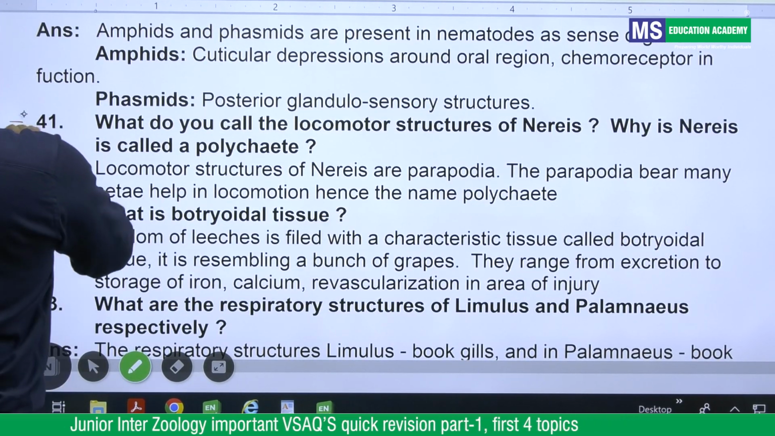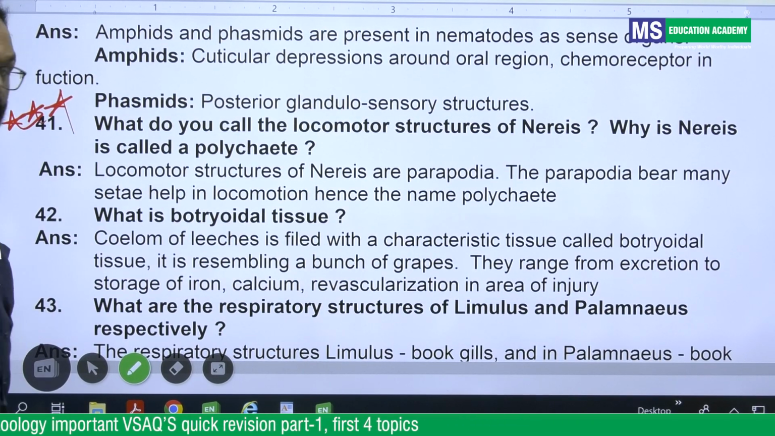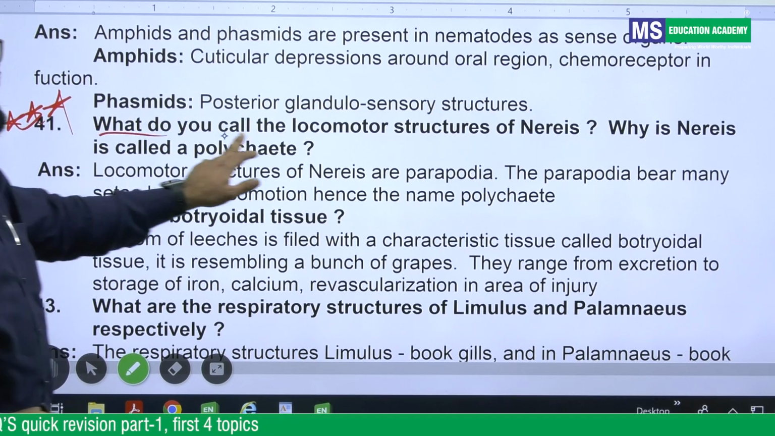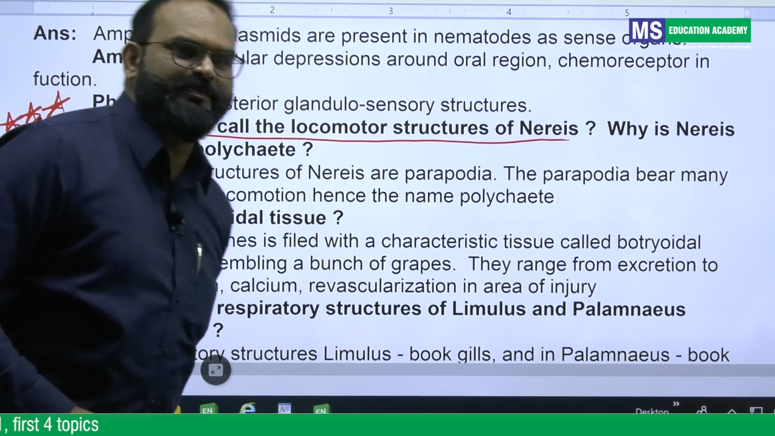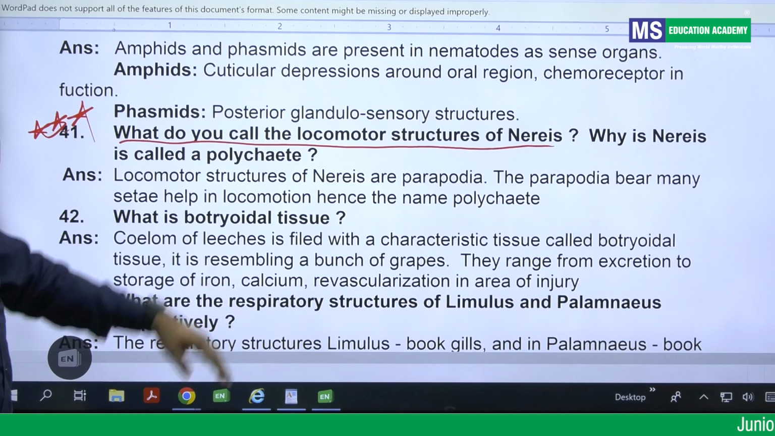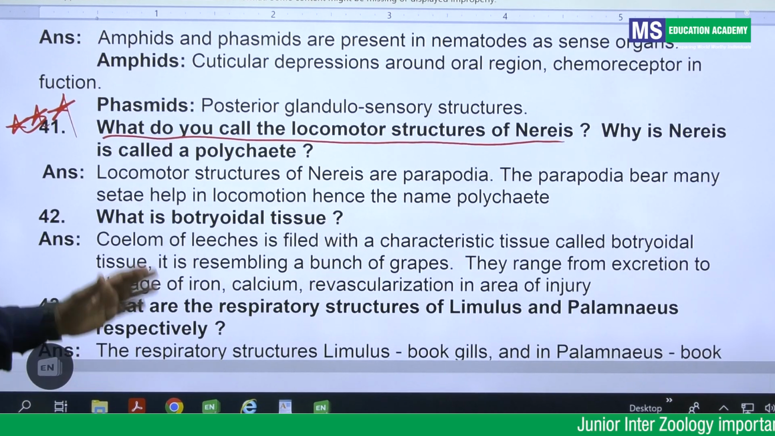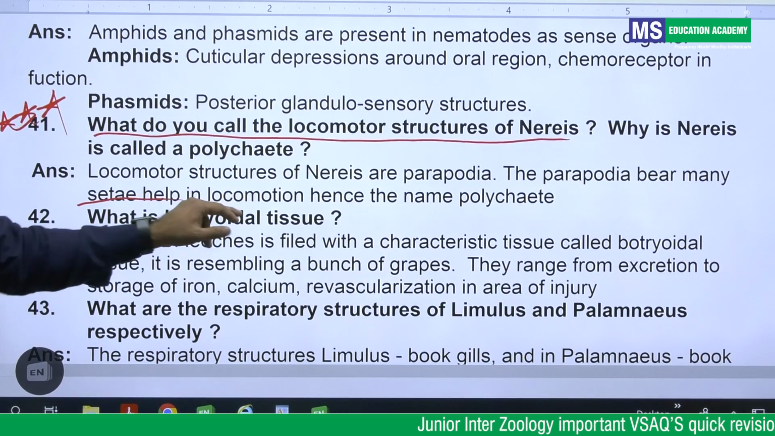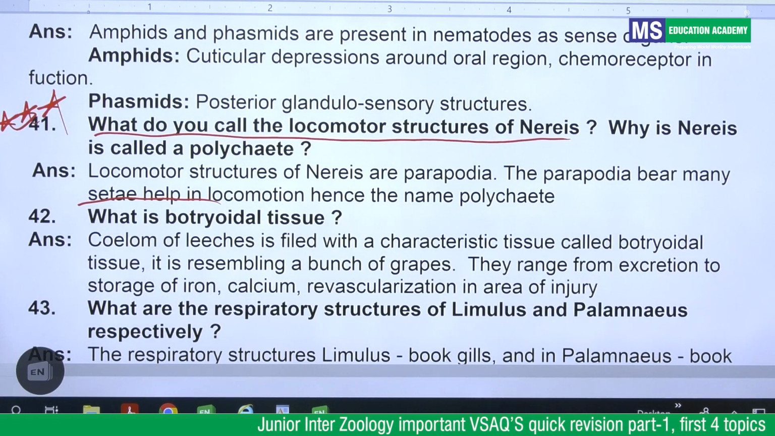Students, even this question is a hit list question. What do you call the locomotory structures of Nereis? Parapodia. Why is Nereis called polychaete? Because these parapodia bear many setae which help in locomotion.